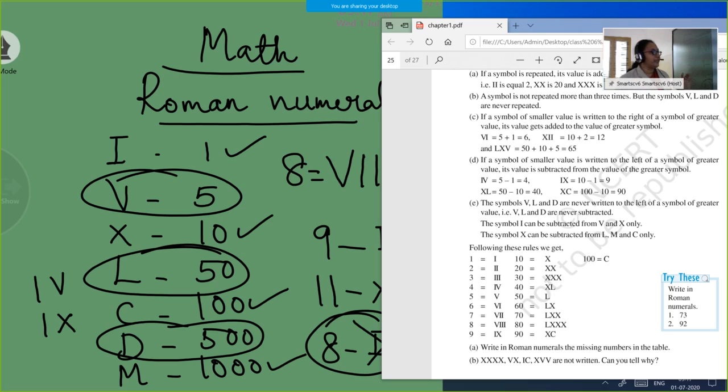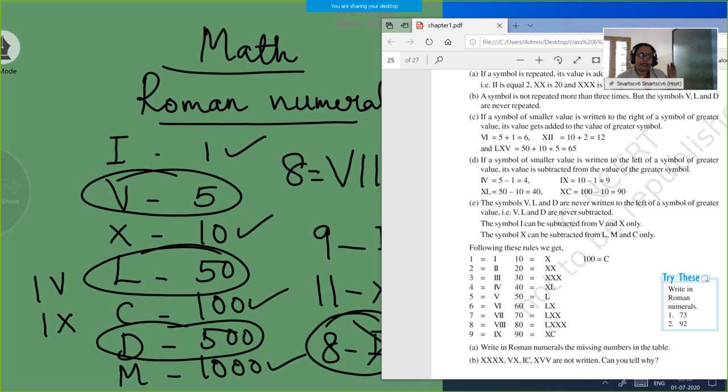Next important point: the symbol I can be subtracted from V and X only. I means what? 1. 1 we can subtract from V. V means 5. So that means I can be subtracted from V and X only. Okay. Next, the symbol X can be subtracted from L, M and C only. So underline that. They will ask this as fill in the blanks or true or false.